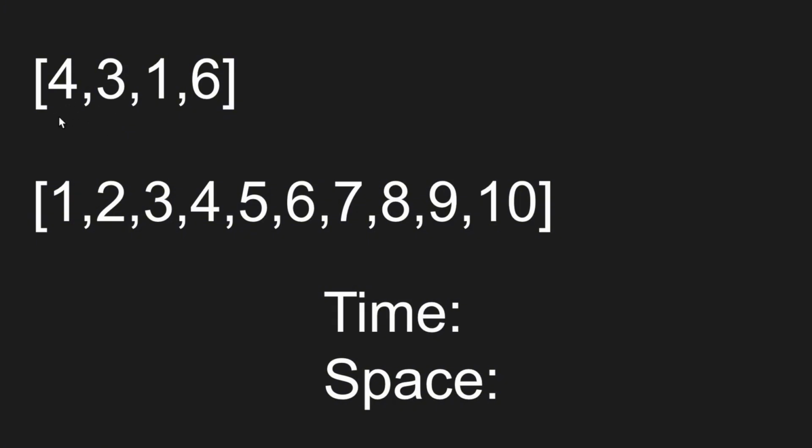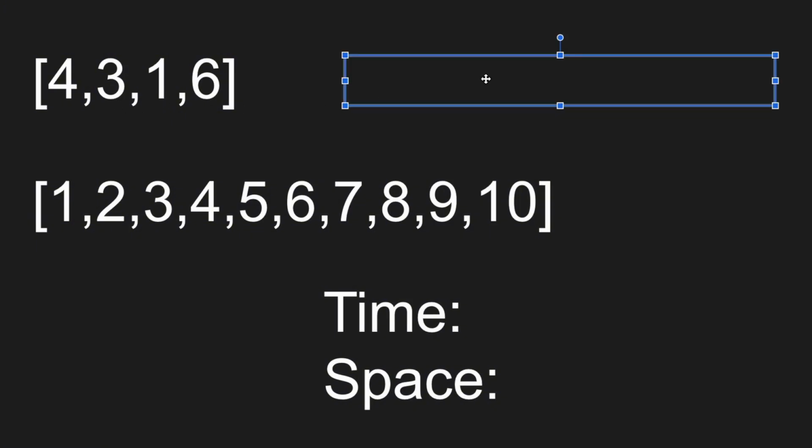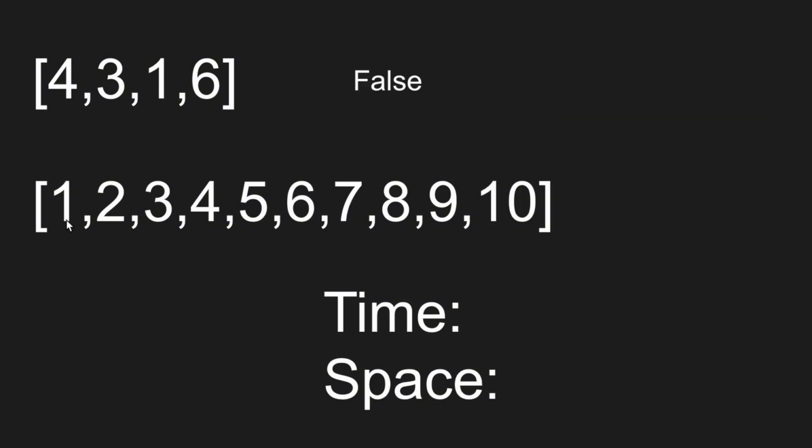If we look at this example, the remainder is 0, the remainder is 1, so we keep going. And we look at 3 and 1, the remainders are both 1, so both are odd, then we can return false. Now if we look at this example, this is odd, even, odd, even, odd, even, odd, even, odd, even. Every element has a different parity to the right of it, so we can return true for this example.